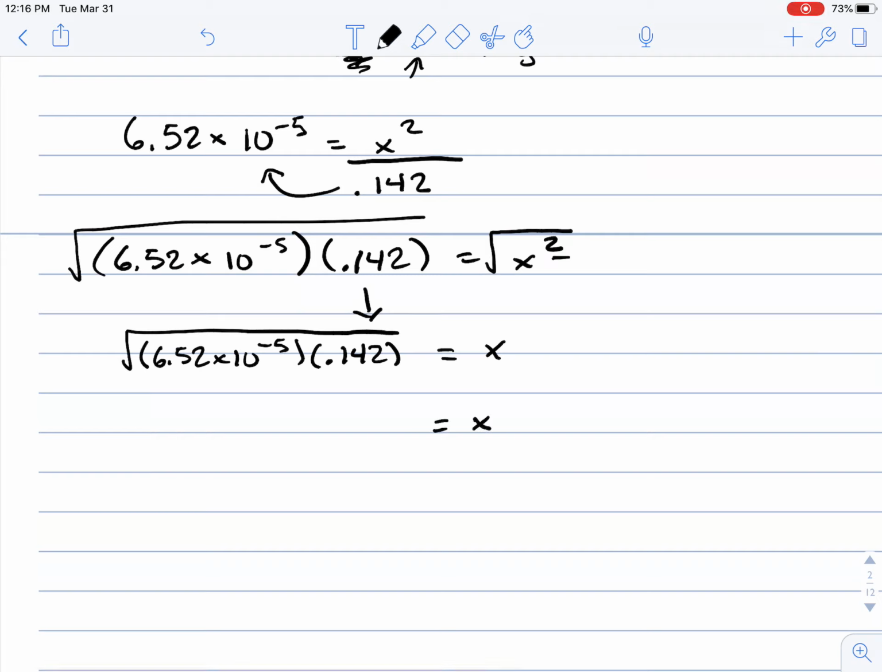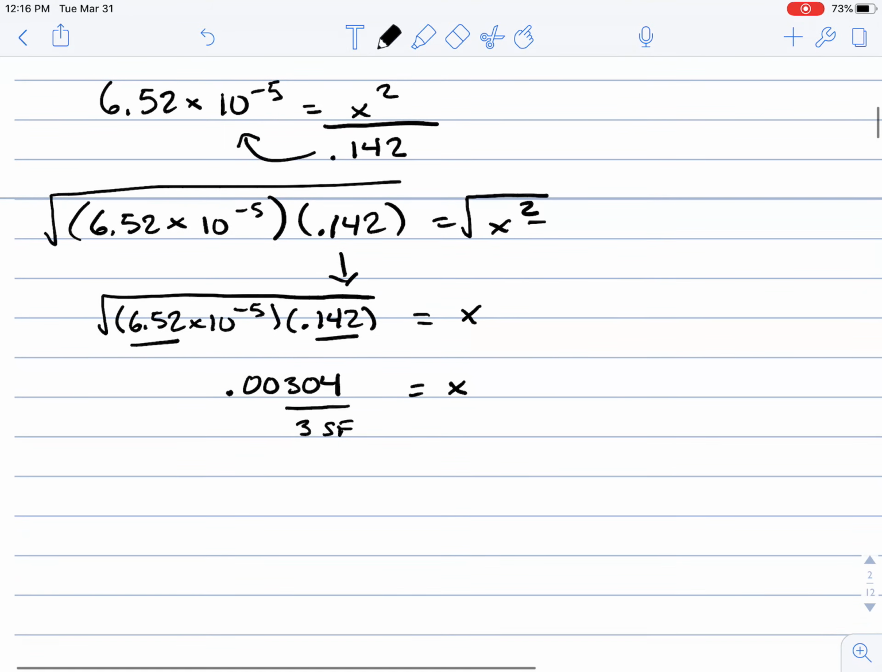And so if you calculate that out, you will get 0.00304. And we want to make sure that we have 3 sig figs, because there are 3 sig figs in our calculation. Awesome. So we did it.